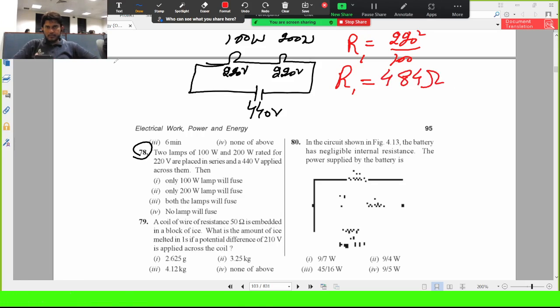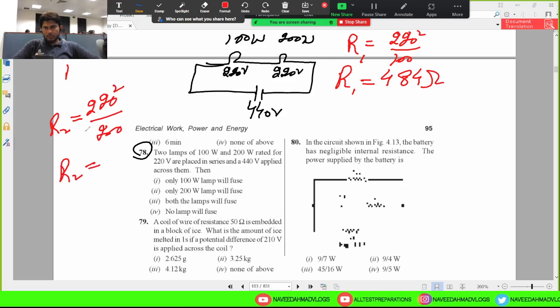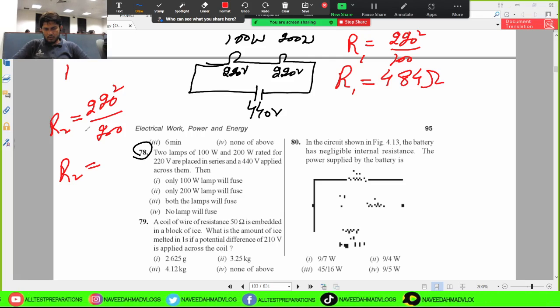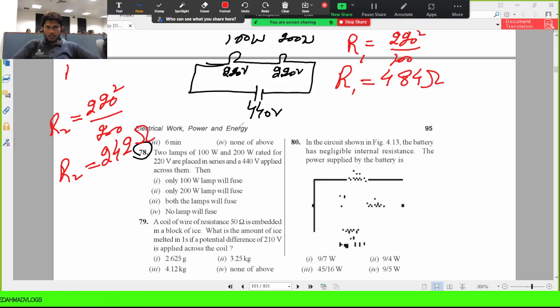The second resistance R2 will be equal to 220 square divided by 200. So your R2 will be equal to 242. So this is your R2. Okay, so both are in series.